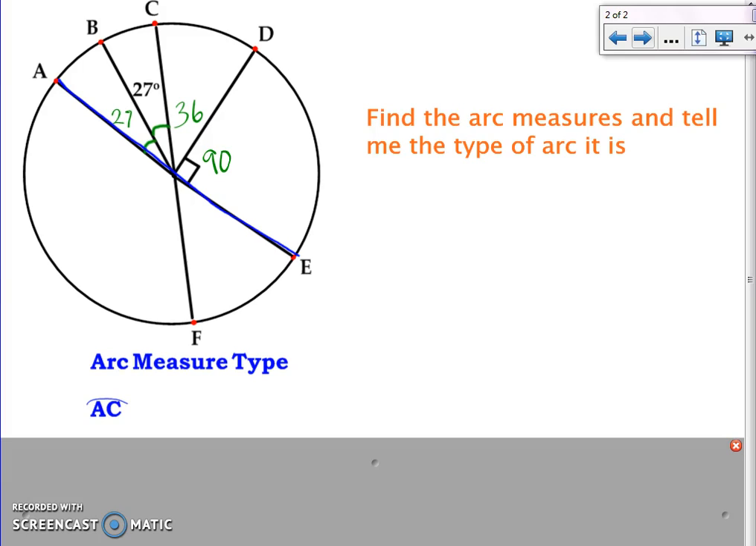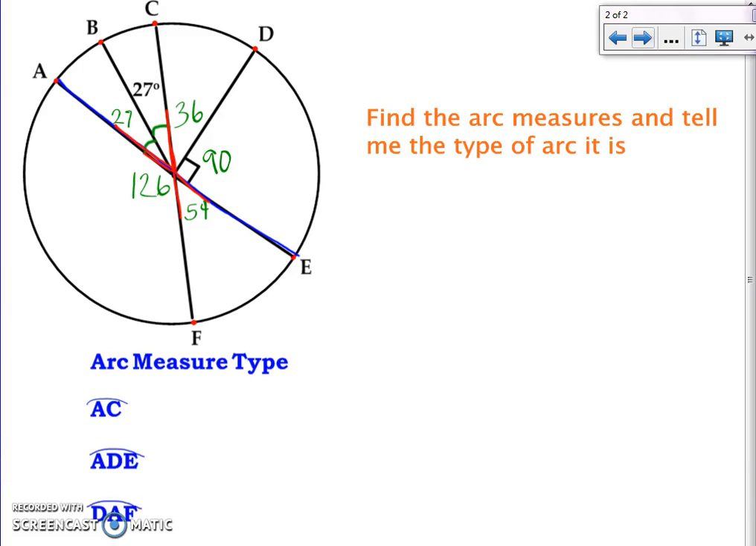All right, how big would this one be right here? 36. 54. How are we getting 54? Because it's 27 plus 27. Vertical angles, if you look right here, this angle right here is 54, so this one would have to be 54. And then this big one, 180 minus 54 is 126. Questions on that?